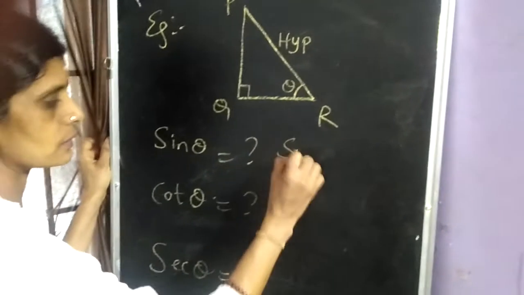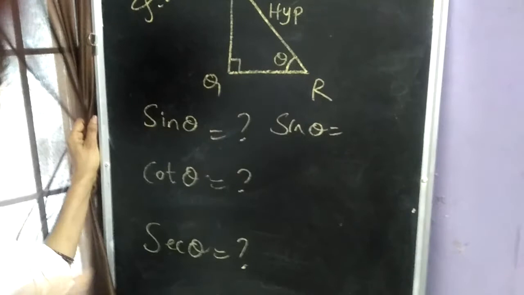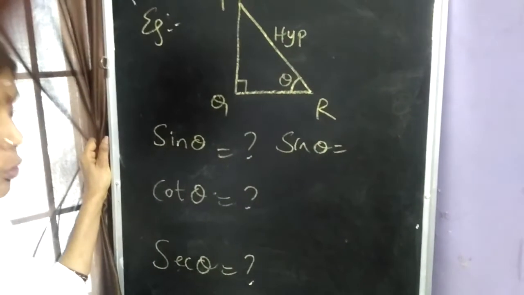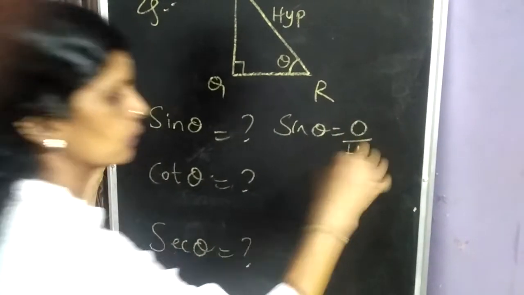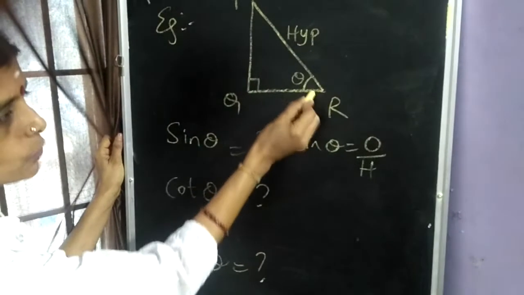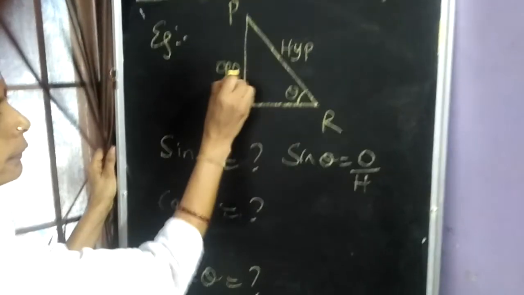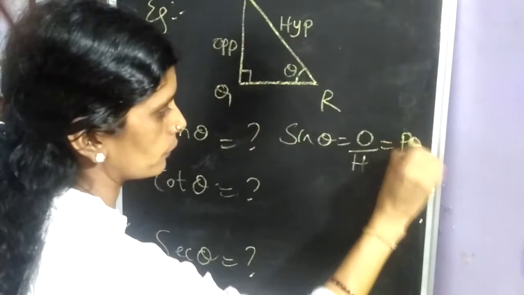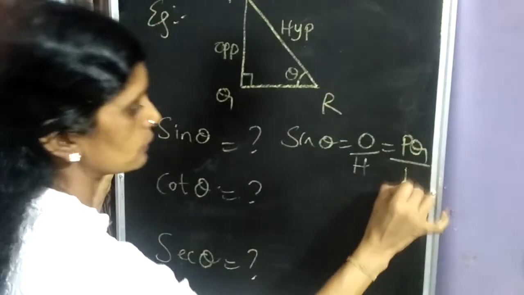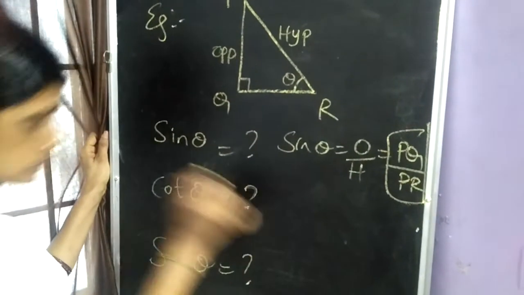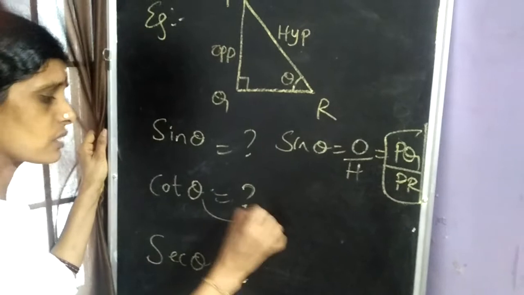So we know that sine, I told you to remember in an easy way. If somebody says something to you, what will you first react? Oh, so that is opposite by hypotenuse. So this is the hypotenuse. Opposite to this is theta. Opposite to this is, what is it? PQ, by hypotenuse. What is the hypotenuse? PR. Right?